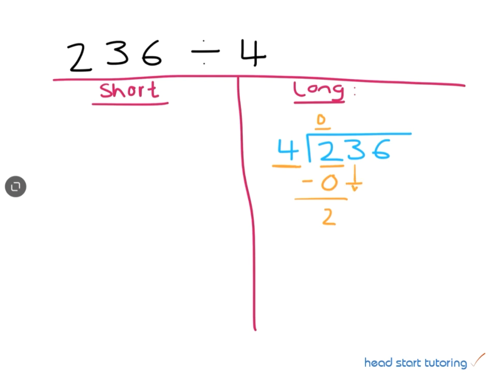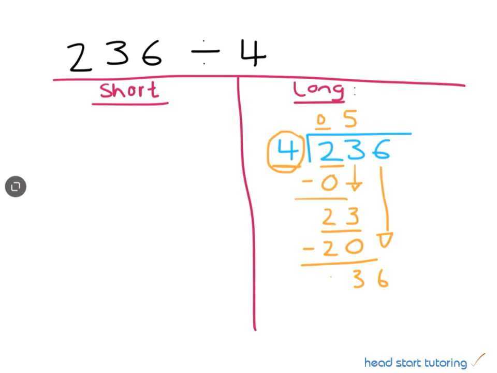We then bring down the next place value, which is 3, and we then say how many times does 4 fit into 23. 4 doesn't fit perfectly into 23, but it does fit into 23 5 times, but 5 times 4 is 20, so we put that there, and we see that our remainder is 3. We then bring down our next place value, our 6, which is 36.